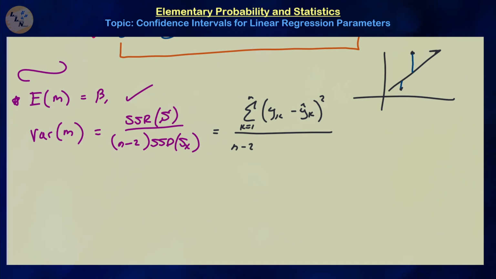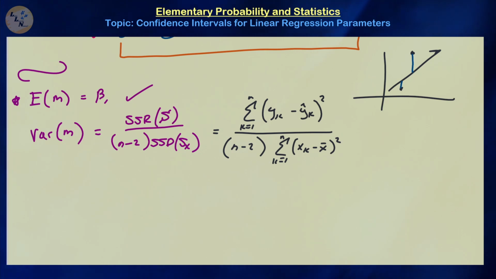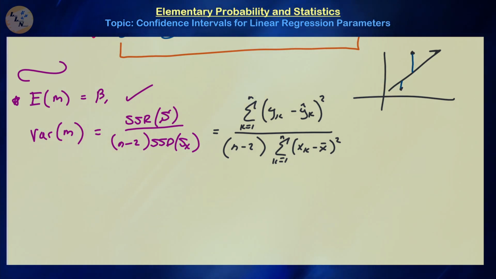Then we're just going to have n minus 2, and the sum of squared differences for our x values is just equal to the sum from k equals 1 to n of x k minus x bar, the quantity squared. So that's all of those things. So that is the variance formula for m, the slope of the linear regression line.